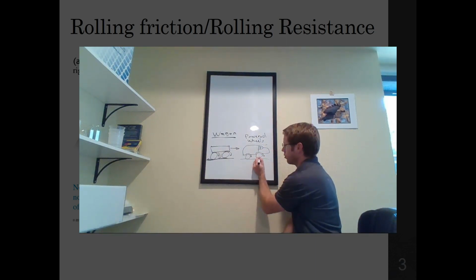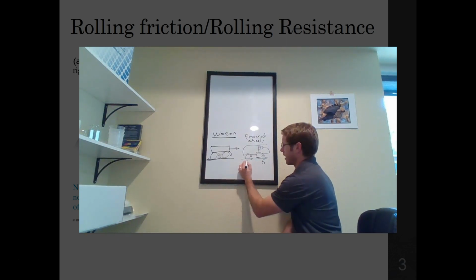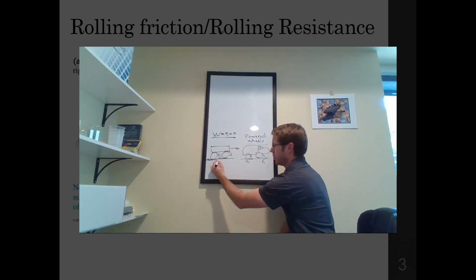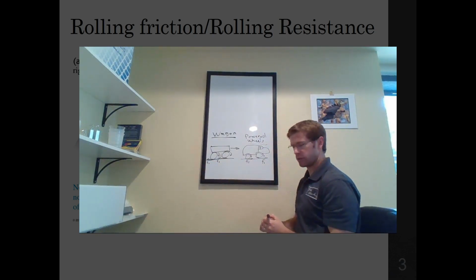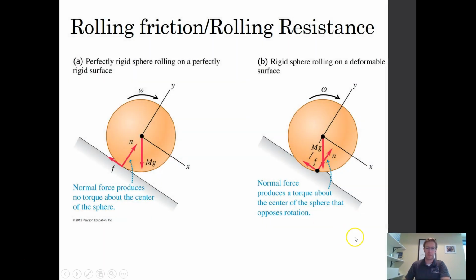So in this case, the wheel is rotating, so at the ground, the wheel's moving backwards, so the friction force is going to be pointing forward. So in this case, your static force of friction is forward, propelling you. Here, your static force of friction is backwards, causing the wheels to turn. So I just wanted to clarify that, to make sure you guys understood the difference between those.